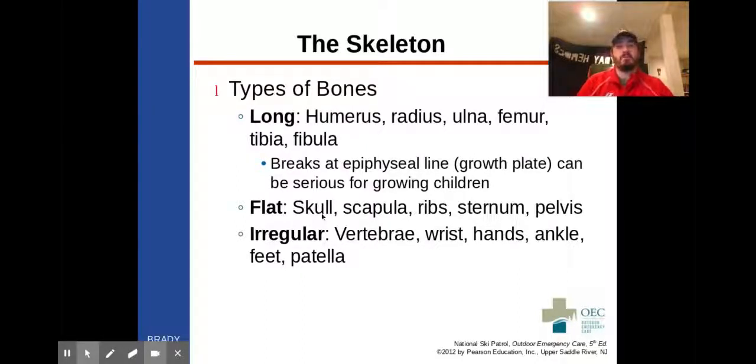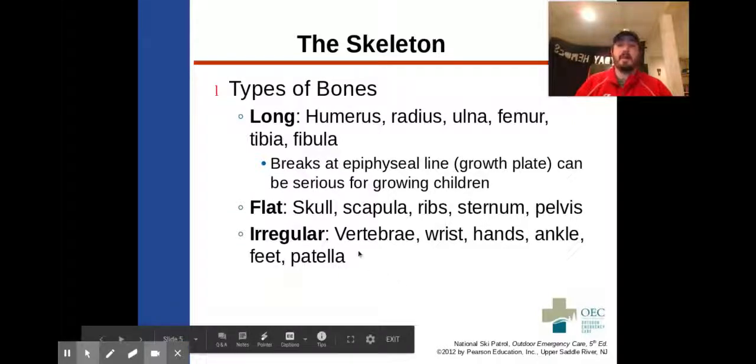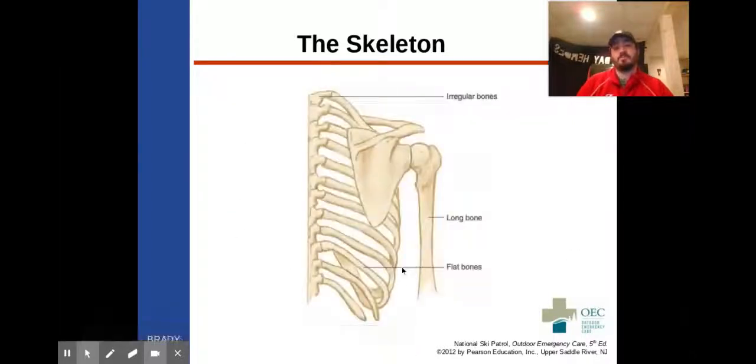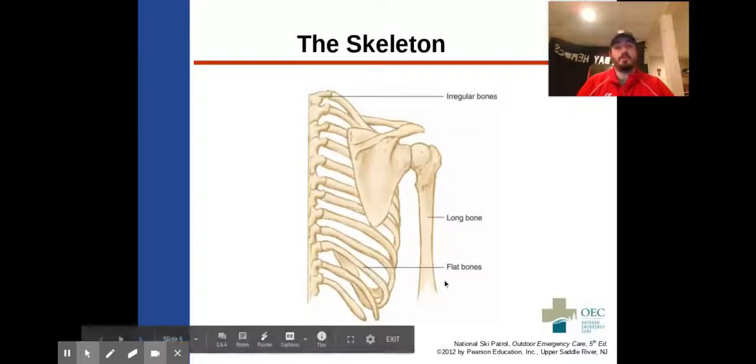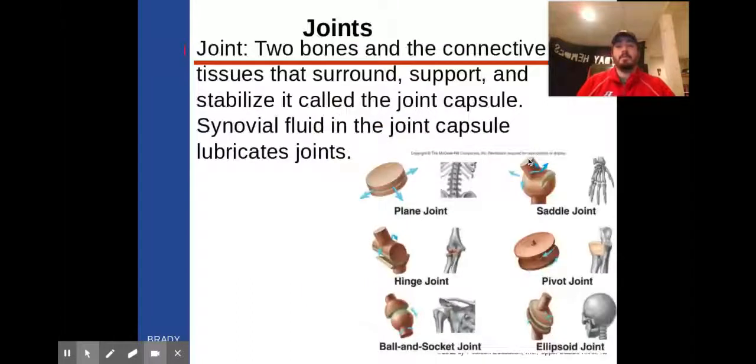Then you have your flat bones, right? Your skull, scapula, ribs, sternum, pelvis, ones that they're not necessarily really big, but they are flat. And then you have your irregular or your funky bones, as I like to call them: your vertebrae, the bones in your hands and wrist, right? Your carpals, metacarpals, hands, tarsals, metatarsals, your feet, and your kneecap, your patella. So those are our three categories of bones. And again, we could see some of the different ones here. So your ribs, your humerus would be a long bone. Your vertebrae here, each one would be an irregular bone. Your scapula would be a flat bone. Some of the different ones.